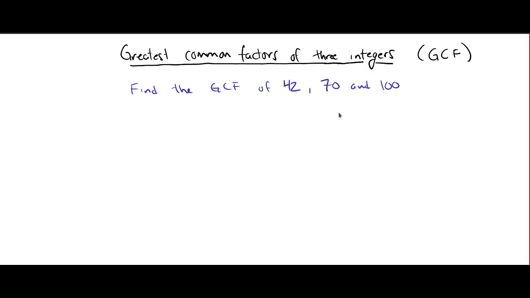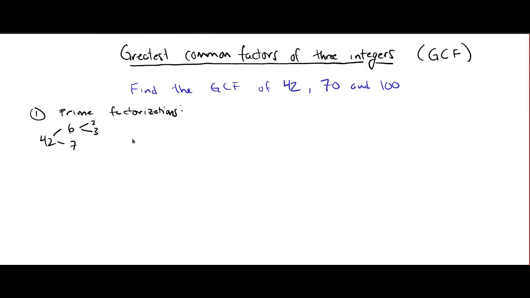Let's find the greatest common factor of 42, 70, and 100. So as always, the first step is to look for prime factorizations. So we're going to factor 42. 42 is 6 times 7, and 6 is 2 times 3. So 2, 3, and 7 are all prime.